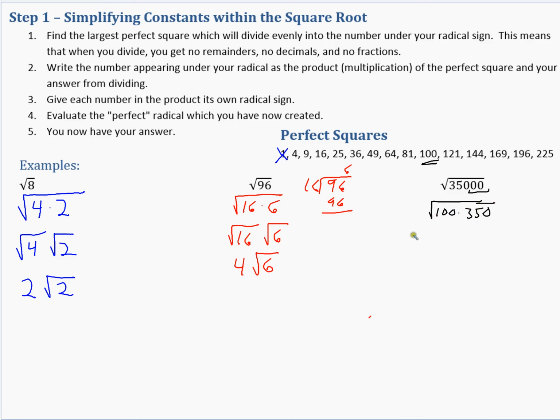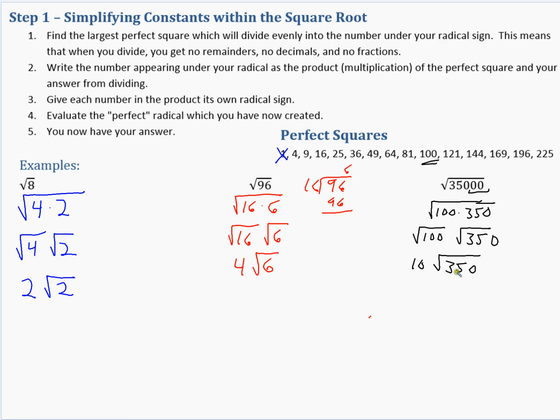And I can split this up. This is the square root of 100 times the square root of 350, which I know is 10 times the square root of 350. But I really didn't think through this 350 yet, so I might want to see if there's a perfect square in 350. So 4 going into that, you could divide 4 into that, which I don't think works. Yeah, it doesn't go into it.